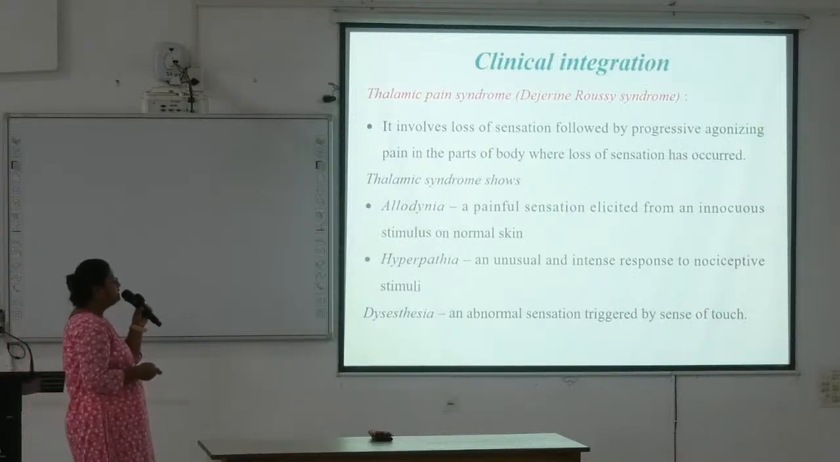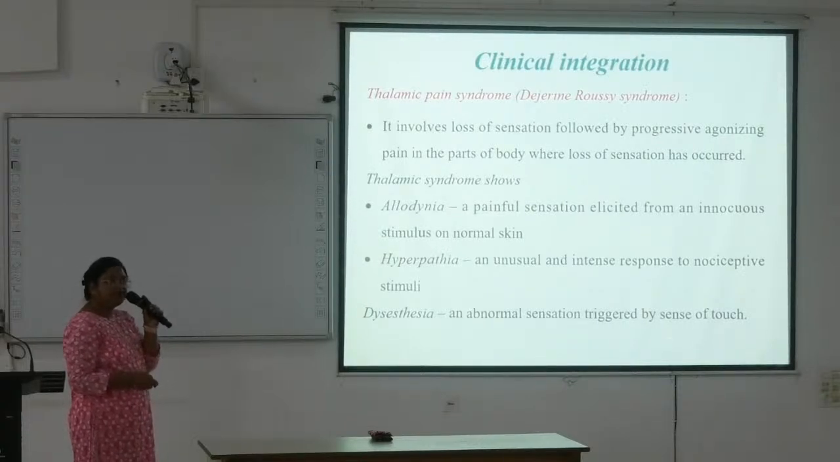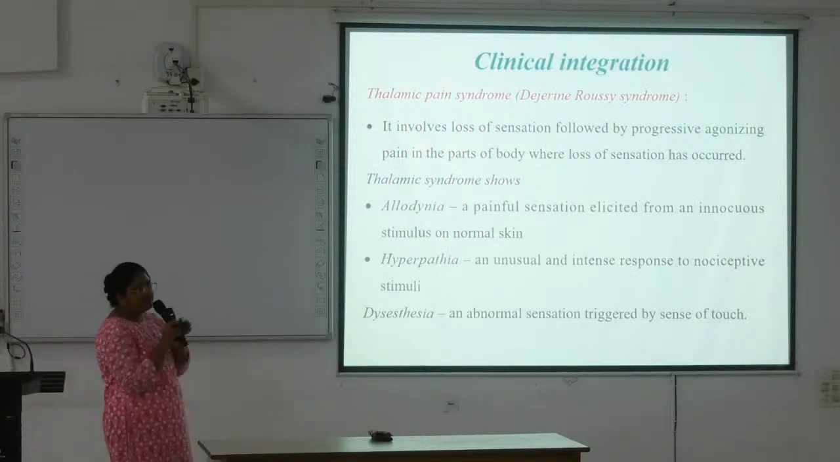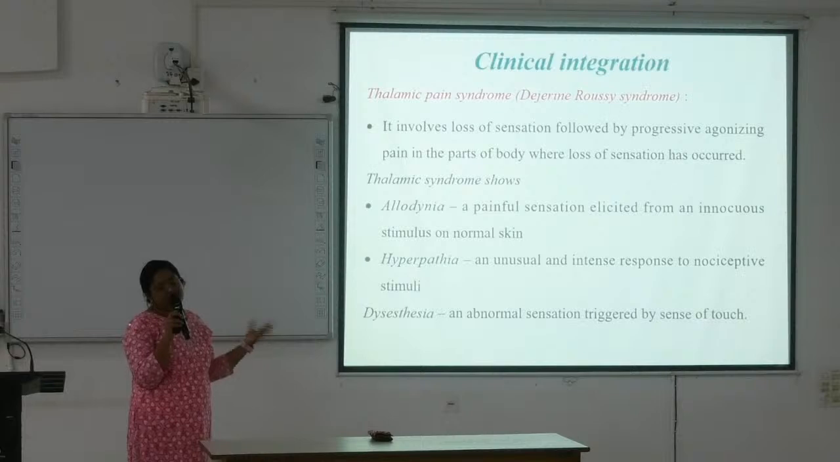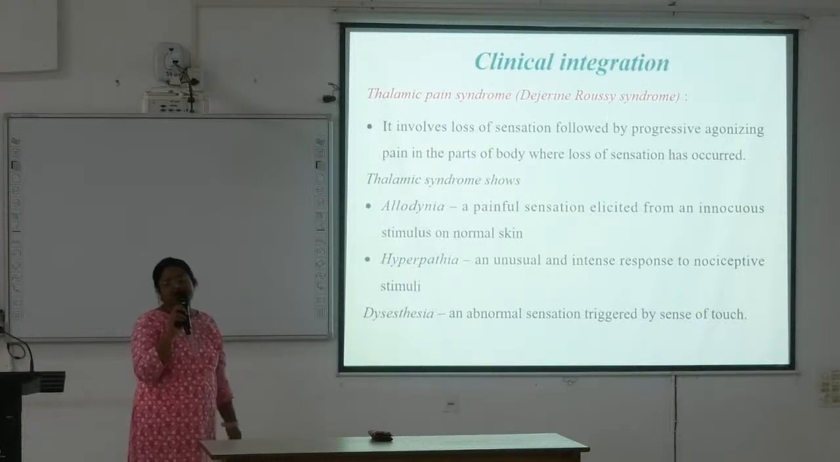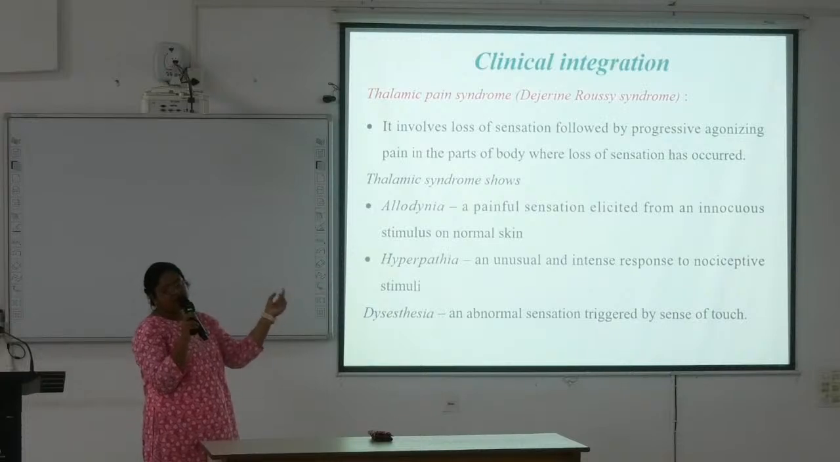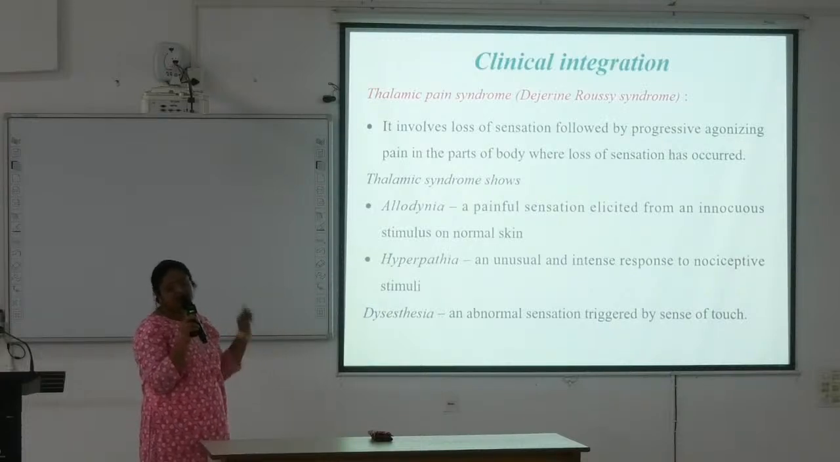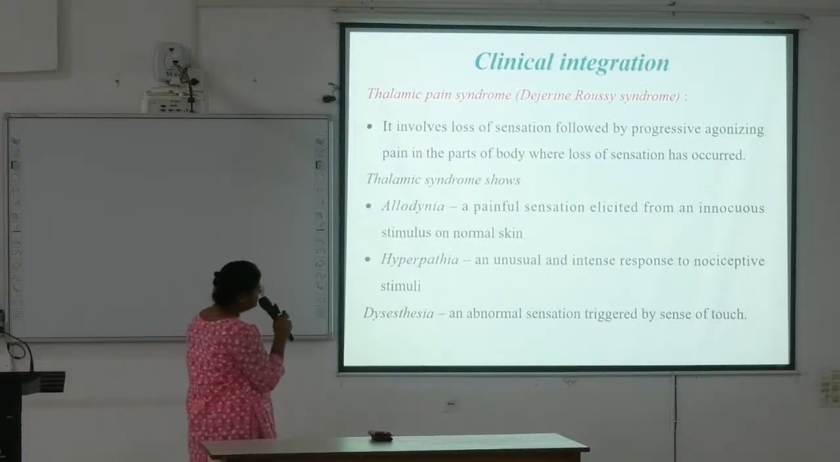Hyperpathia, an unusual and intense response to nociceptive stimuli, and dysesthesia, abnormal sensation triggered by sense of touch. Okay, the thalamus is a relay station mainly for all the senses. So all the senses will be abnormal if a lesion occurs in the thalamus, and it will occur on the opposite side because opposite side fibers are coming, there is a crisscross, okay, before entering into the thalamus.